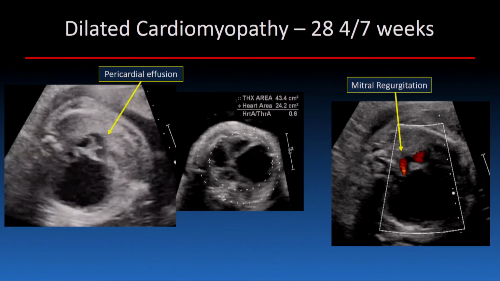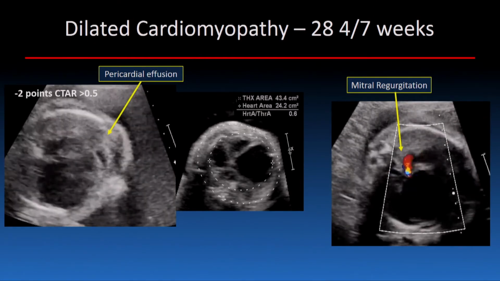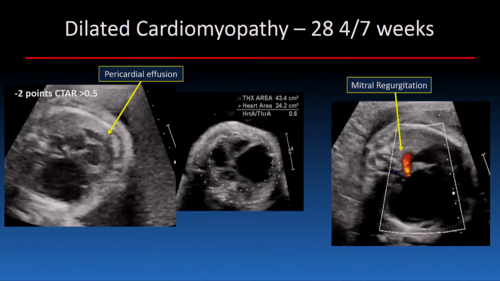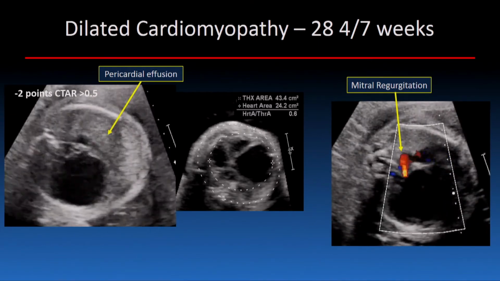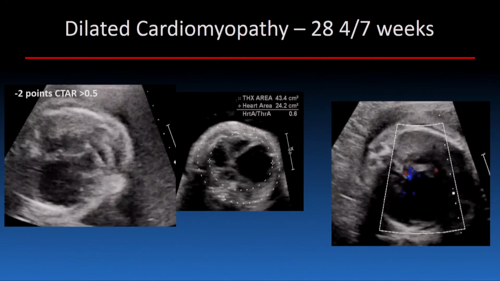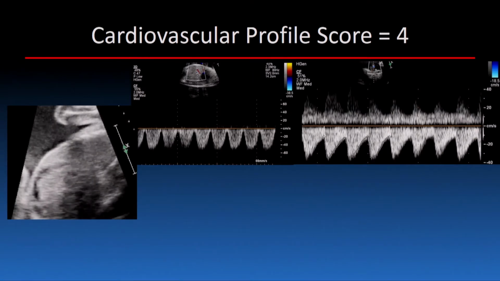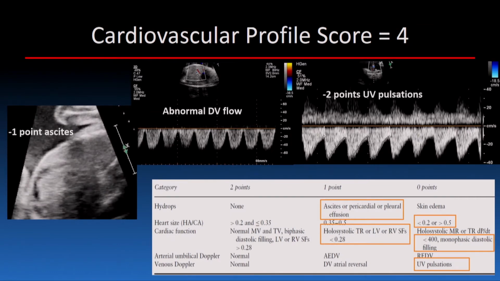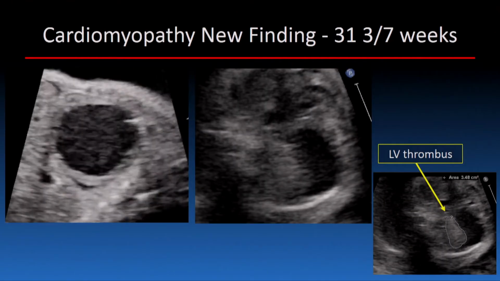And we also followed across the gestation. At 28 weeks now, we noticed that our cardiothoracic area ratio is probably even greater than 0.6 as it sits in this thorax, and we did develop mitral regurgitation as well. So when you look at all of these together, our cardiovascular profile score was 4, accounting for the Doppler anomalies of the umbilical vein and also ascites. So this patient had a very poor outcome anticipated, and we ended up counseling this patient as such, but again, the family desired to continue the pregnancy and do everything they could, even postnatally, to help their fetus.